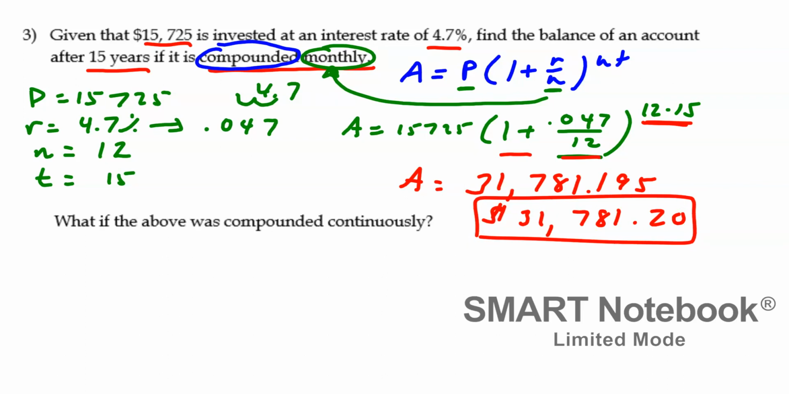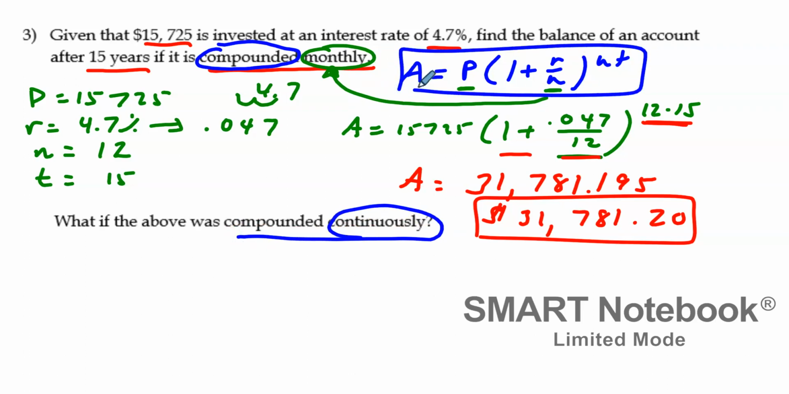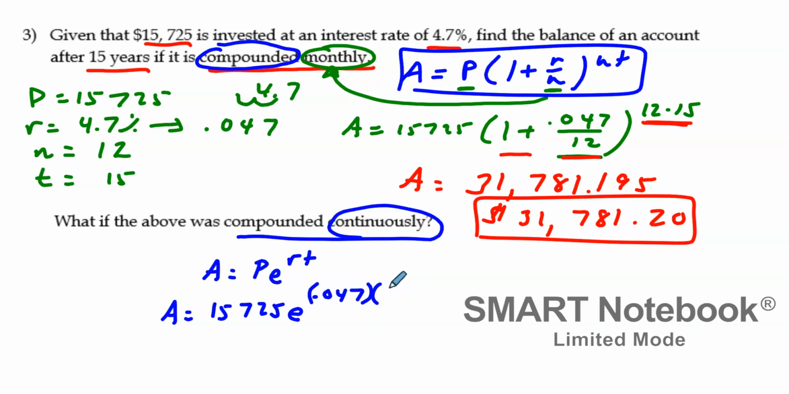What if the above was compounded continuously? Now, if you see the word continuously, we are almost using the same formula, except what I did in the previous video was I realized that (1 plus r over n) to the n, if you're using a limit, eventually goes to the number e. So if you see continuously, the equation is now PERT, P times e to the rt. So now it's the same information, but we don't have to plug in as much. The same amount of money is the $15,725, e to the rate, which is 0.047, times the time, which is 15 years.